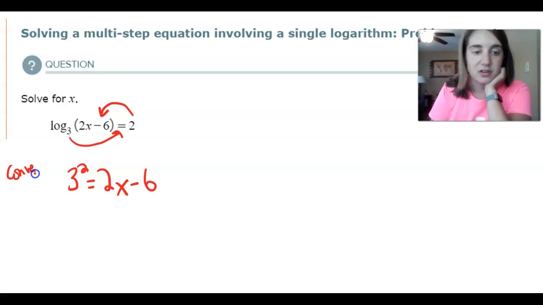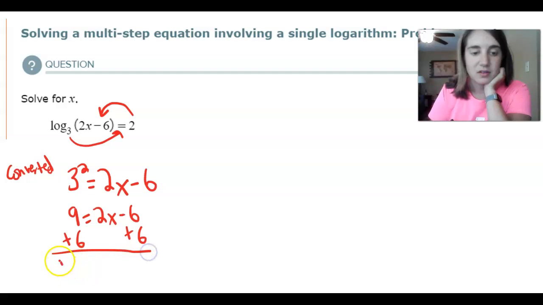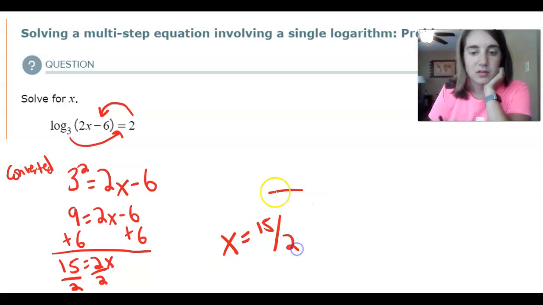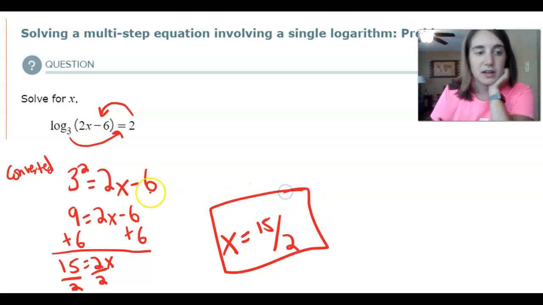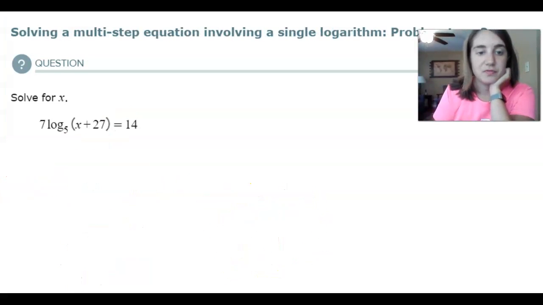So I converted, 9 equals 2x minus 6. And then from here, I'm just solving. Plus 3. And I get 15 over 2.